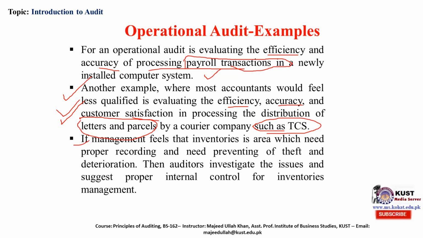Third example: if the management feels that inventory is an area which needs proper recording and prevention of theft and deterioration. Inventory is a major area of concern for all companies. Then the auditor investigates the issues and suggests proper internal control for the inventory management system, or he may suggest a computerized inventory management system and then train employees to handle the issues in it.